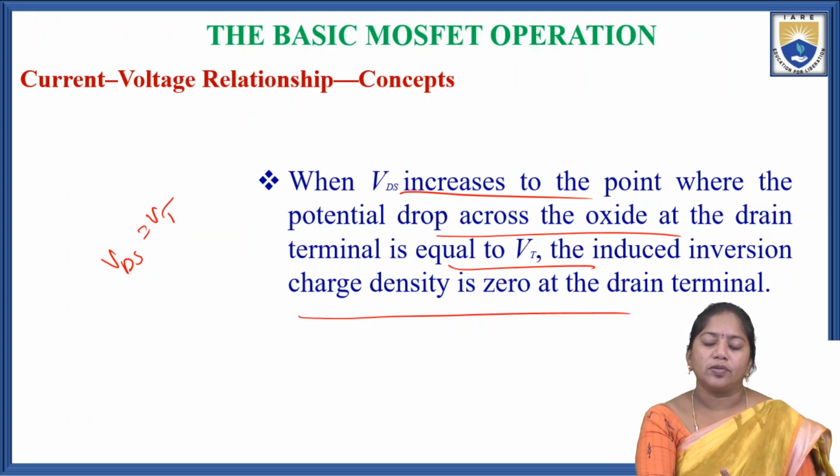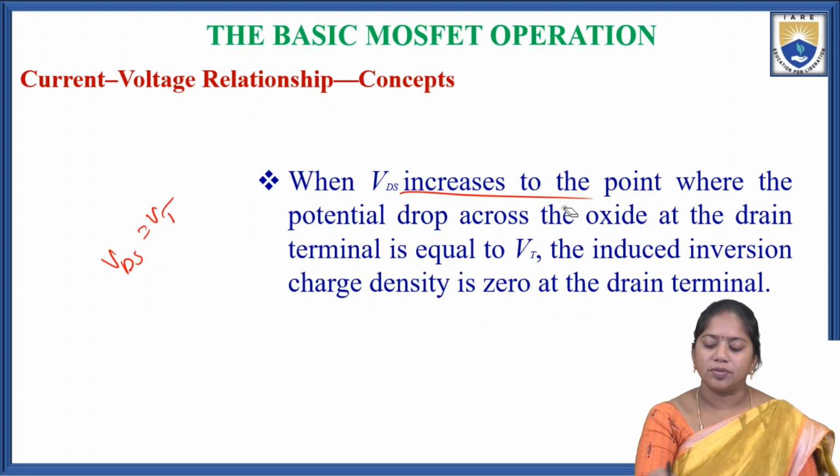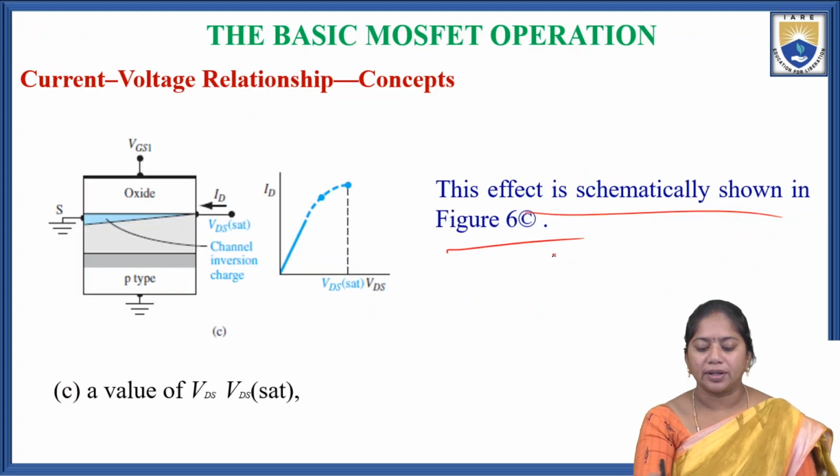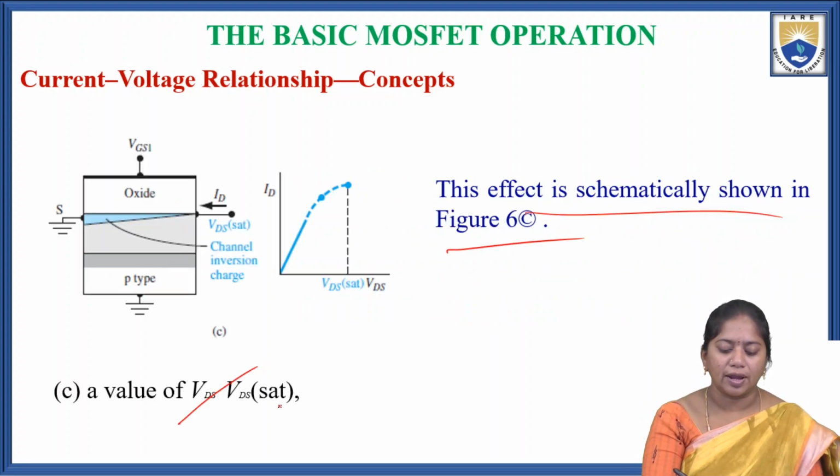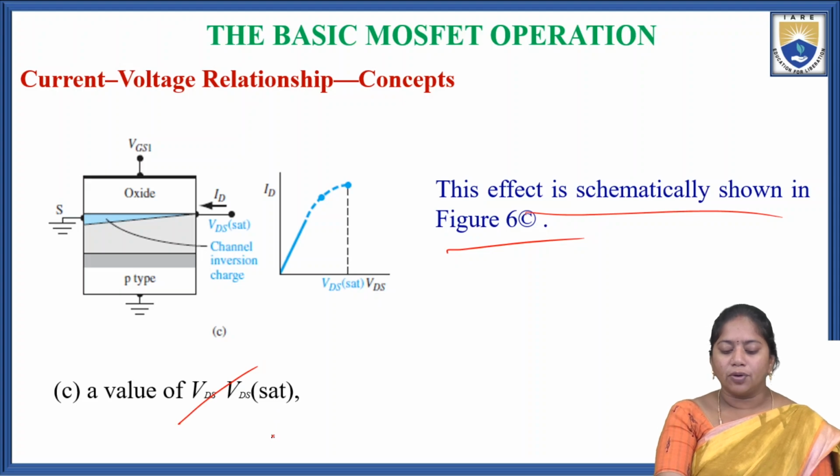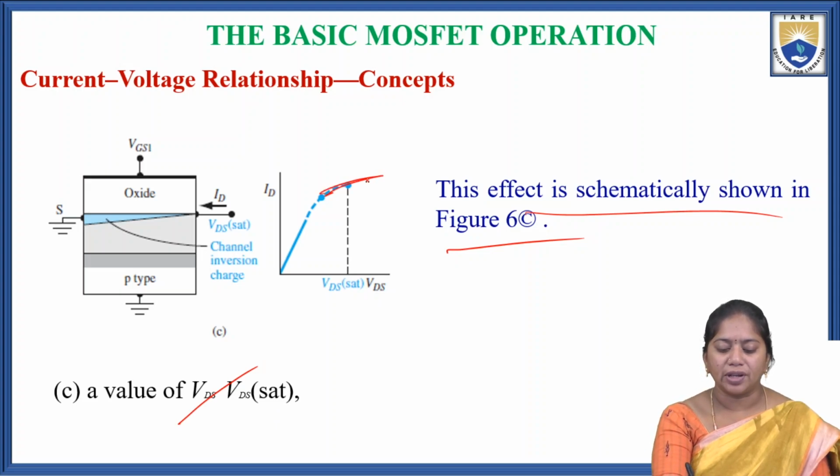So VDS equal to VDS saturation. In this situation, the inversion charge density will be 0 at the drain terminal. This effect is schematically shown in this figure. This is the value of VDS saturation. After that it will be saturated.